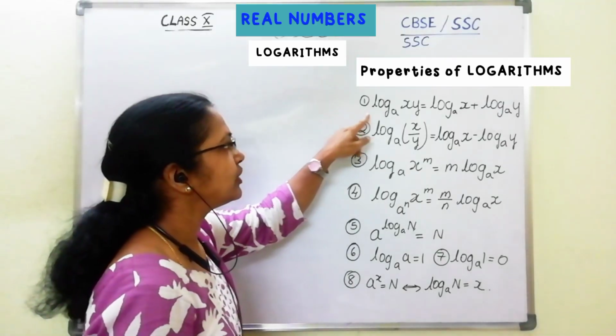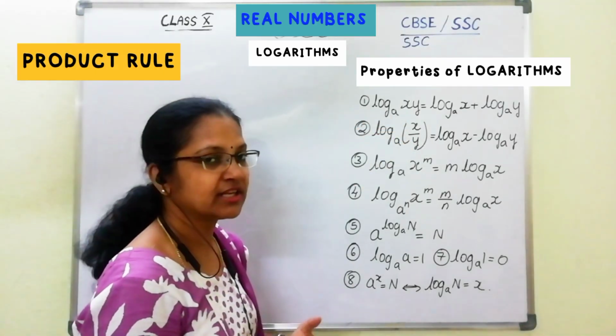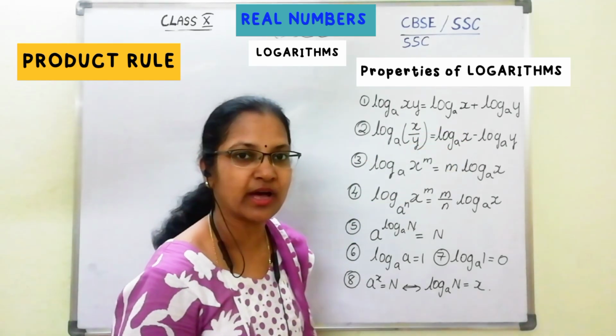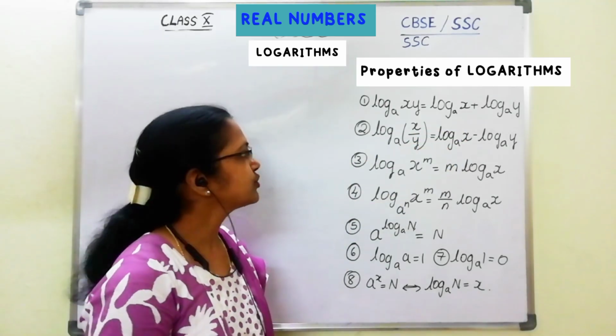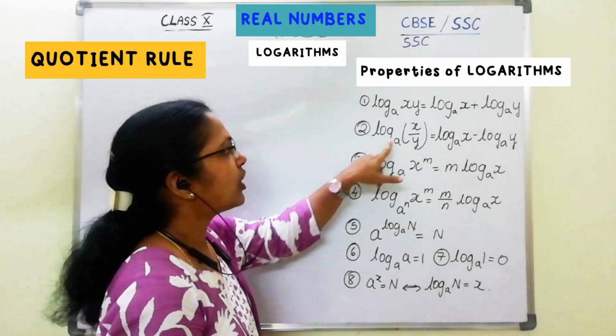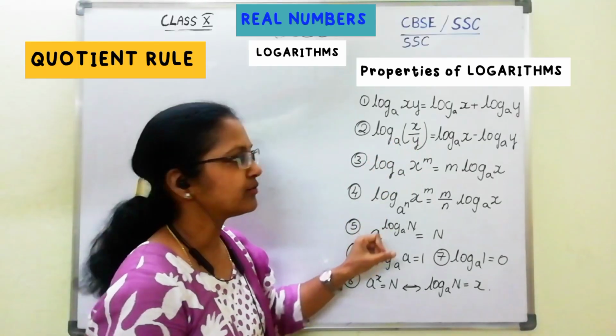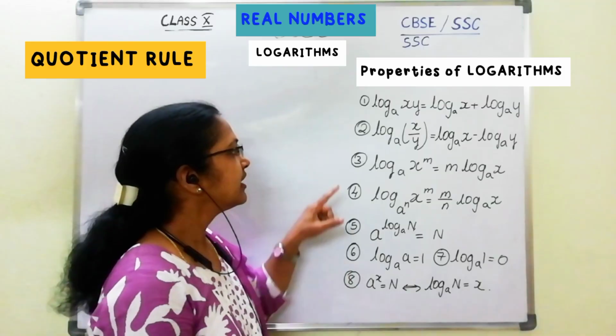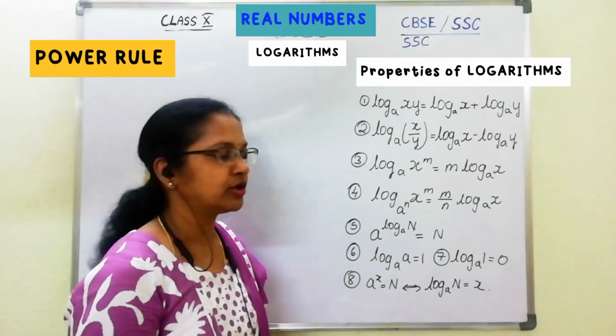Product rule says that log xy base a, we read it as log xy base a is equal to log x base a plus log y base a. The second one is called the quotient rule. In this one, log x by y base a is equal to log x base a minus log y base a. Third one is the power rule.